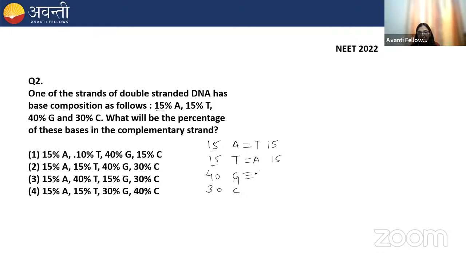Guanine will pair with cytosine. If there are 40 guanine, there will be 40 cytosine. Cytosine will pair with guanine. If here is 30 cytosine, here will be 30 guanine. So 15 thymine, 15 adenine, cytosine is 40, and guanine is 30. That is 15 adenine, 15 thymine, 30 guanine, 40% cytosine. So the correct option is 4. I hope it is clear to everyone.